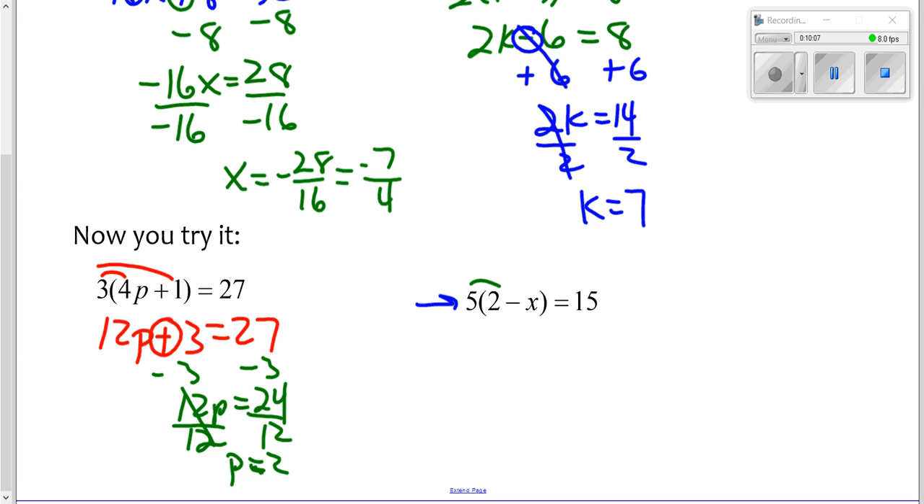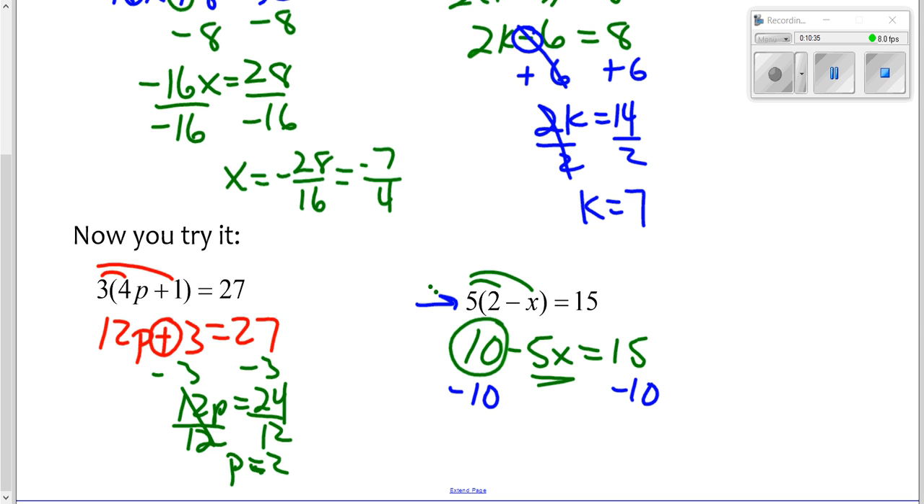Okay, here I'm going to distribute here and here. I get 10, but I get a minus 5x, and equals 15. Now this is where we got to be a little bit careful. Remember, I'm trying to solve for the x, so I got to get rid of everything else. So this number 10 right here is positive. I got to basically move it or get rid of it, however you want to say it. Since it's a positive 10, I'm going to subtract 10.